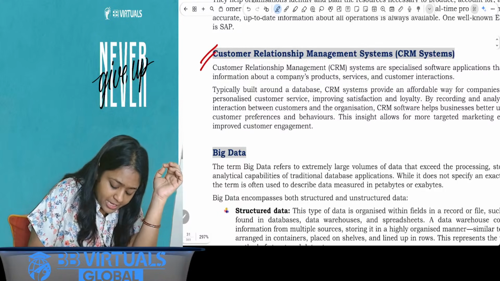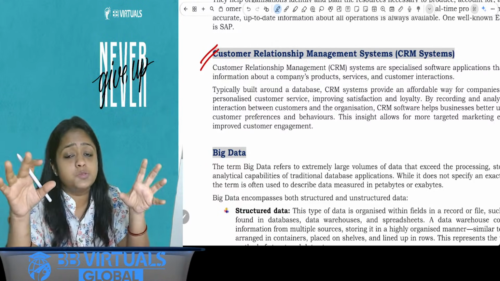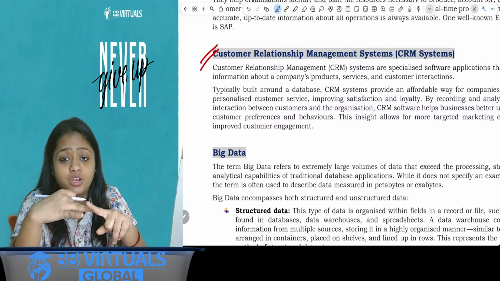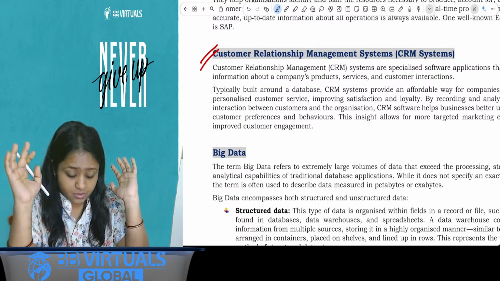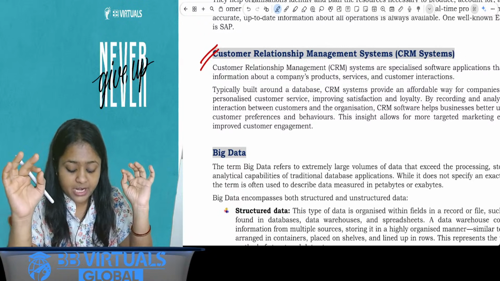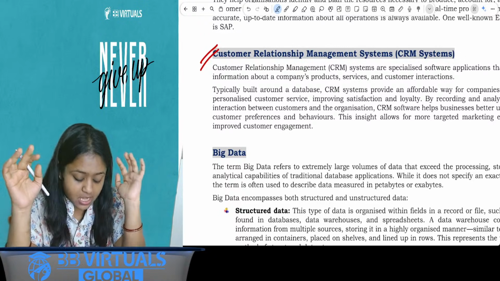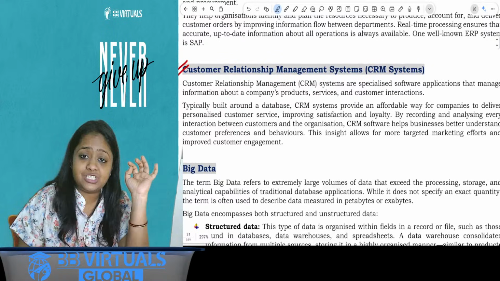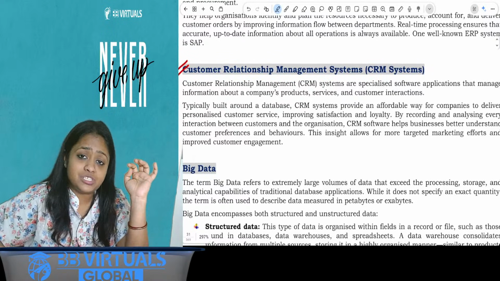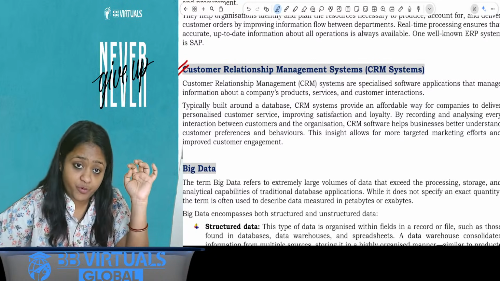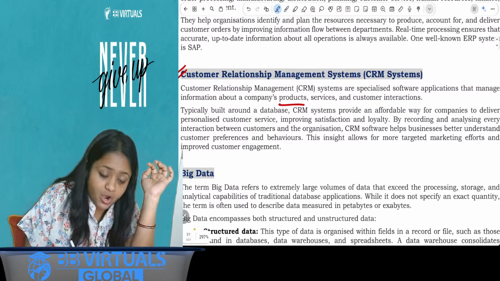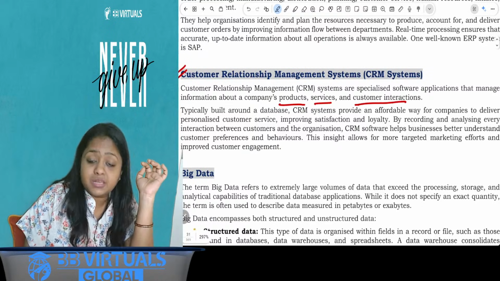Customer relationship management system. I'm explaining these systems with a perspective because of match the following, true or false, and MCQs. When they're asked, you should be able to handle it. Okay. Now, customer relationship management systems. What are these systems? People, these are specialized software. These are specialized system software and applications that manage information about a company's products, services, and customer interactions.